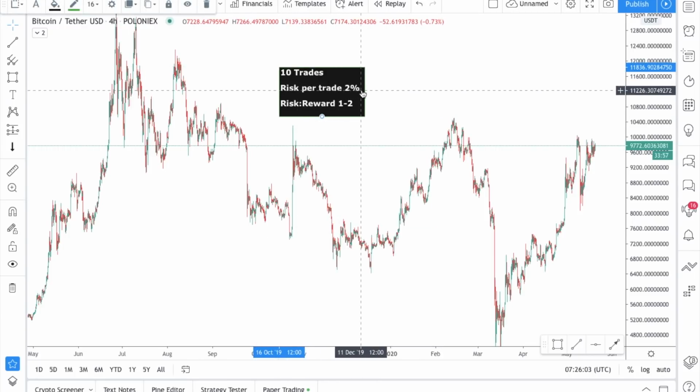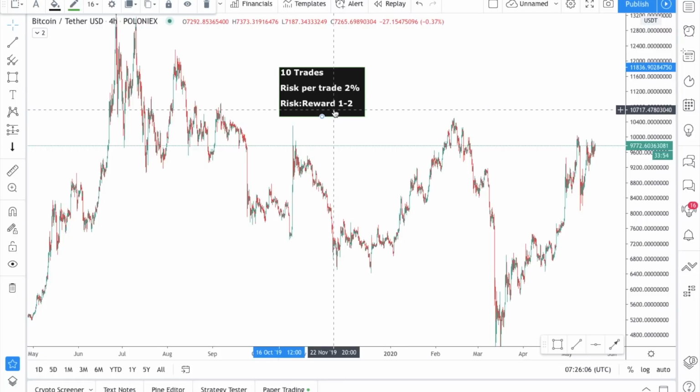So the first thing you should know is that we are going to place 10 trades, our risk per trade is going to be 2%, and our risk reward is going to be 1 to 2. That's what we are going to take.